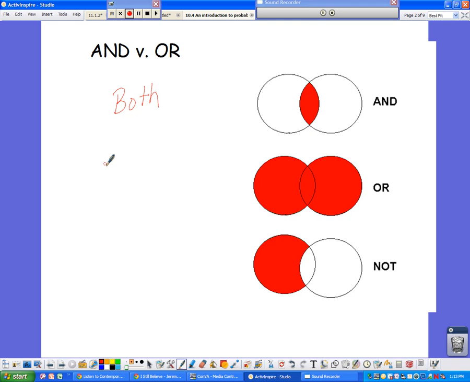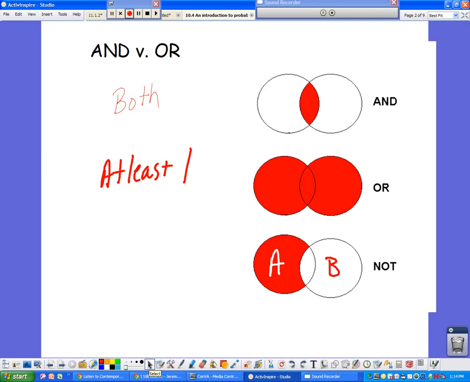Or means it has to be in at least one of them. And not would be everything that's included everywhere else. So like if this was circle A, and then this was circle B, then if I wanted everything that wasn't in circle B, it would include everything in A, basically. But it would also not include this part, even though this part here is in A, because it's also a part of B. So we have to not include that also.